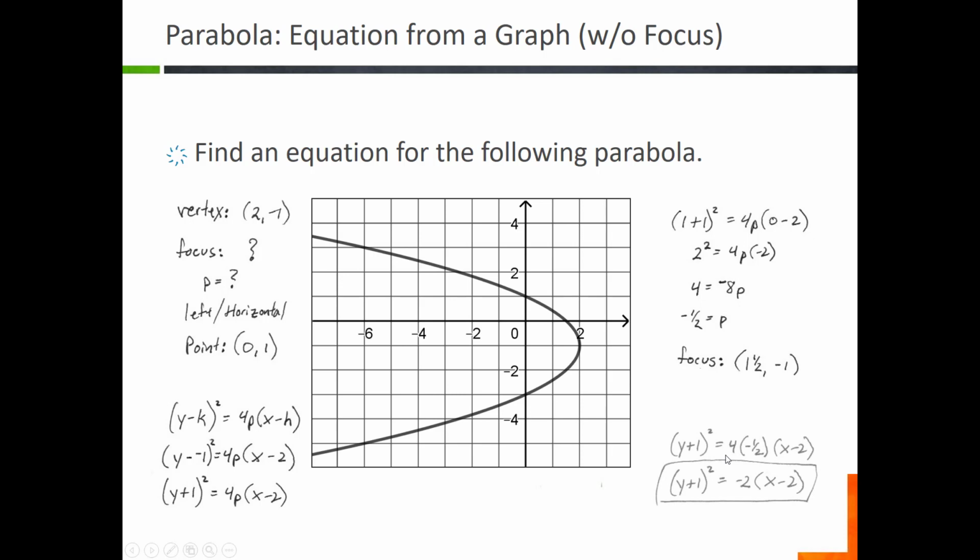To go ahead and finish our equation, though, we already had most of the equation down here on the left. We just had to plug in that -1/2 for p. If we simplify the 4 and the -1/2, we get (y + 1) squared equals -2 times (x - 2).